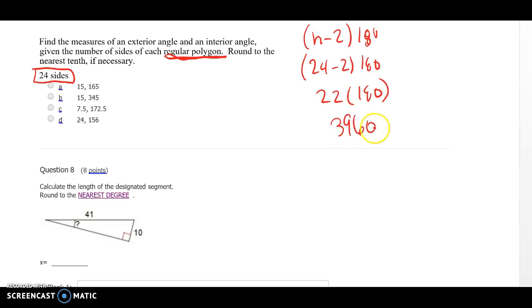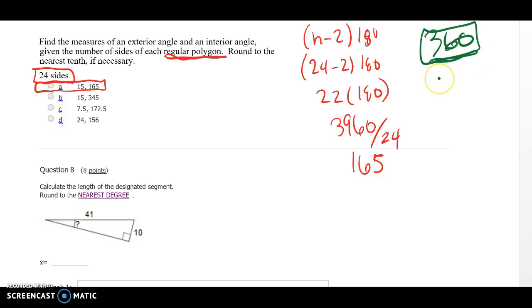Well, if we have that and we divide it by 24, that tells us that each interior angle will be 165. There's only one answer choice with 165, so we know our answer choice is going to be A. But just to further prove it, they also have the exterior angle on there. And remember, no matter what your polygon is, the exterior angles always add up to be 360. So if we have 24 exterior angles, 360 divided by 24 tells us that each exterior angle is going to be 15. So A will indeed be our answer there.